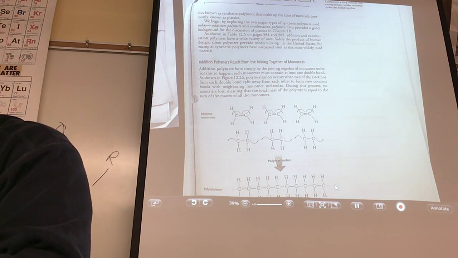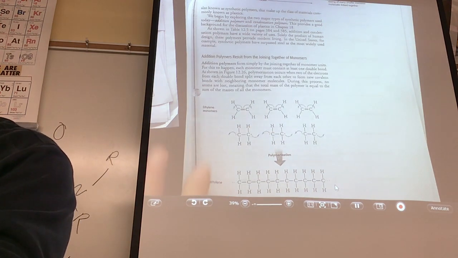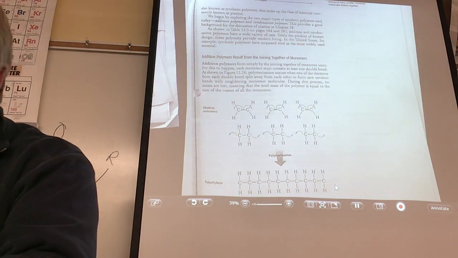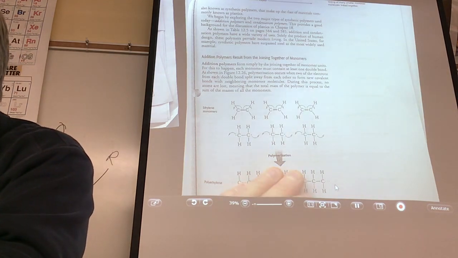So that's one of the questions they ask on the test. But by breaking the double bond, you can actually have these things polymerize with each other and make long, long, long chains like this.